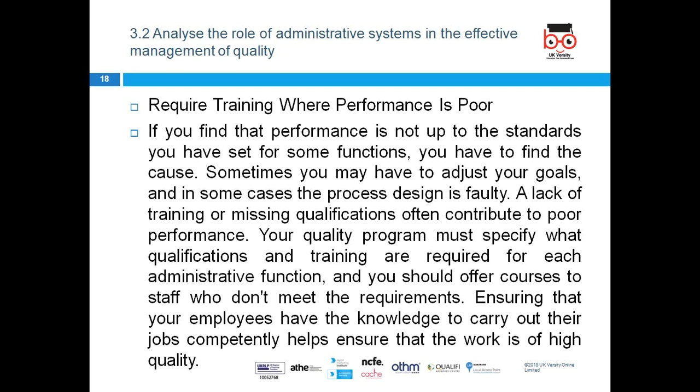The lack of training or missing qualifications often contributes to poor performance. So the quality program must specify what qualifications and what training are required for each administrative function. You should offer the course to the staff who don't meet the requirement. Ensure that your employees have the knowledge to carry out their job competently, which helps to ensure the work is of high quality. Does it make sense? Yes.